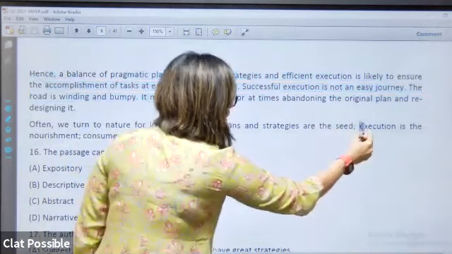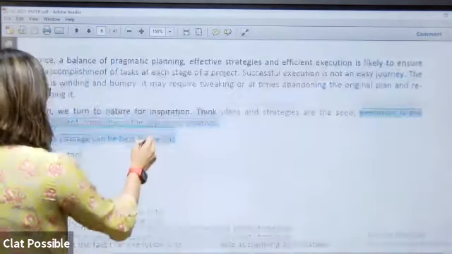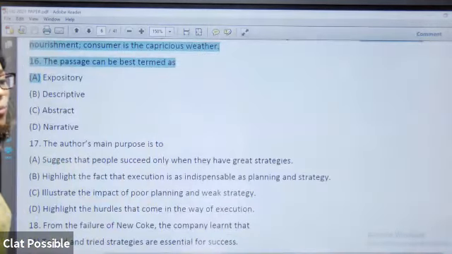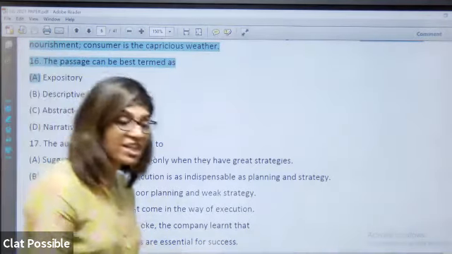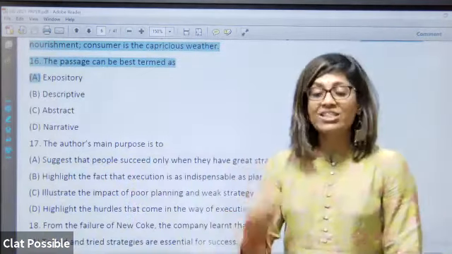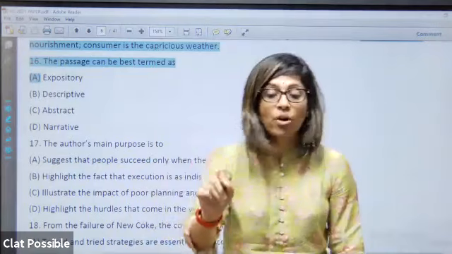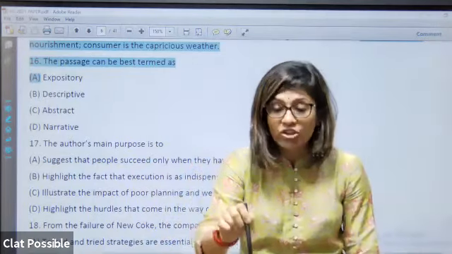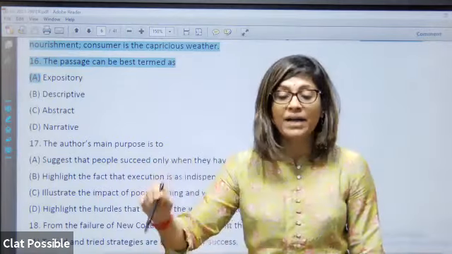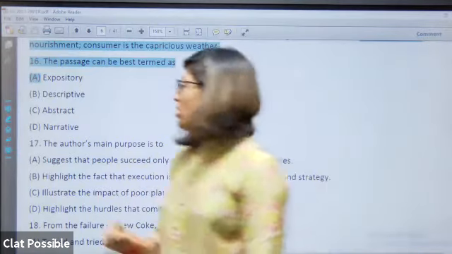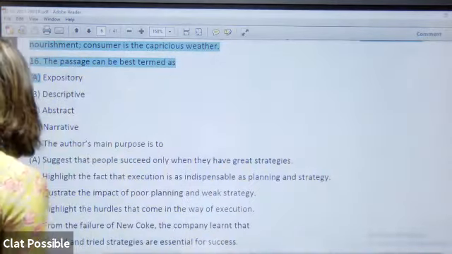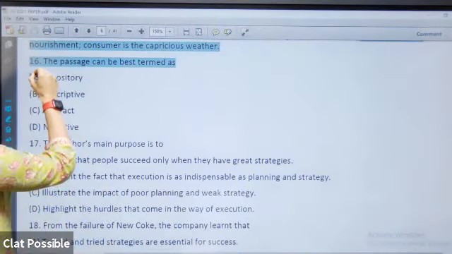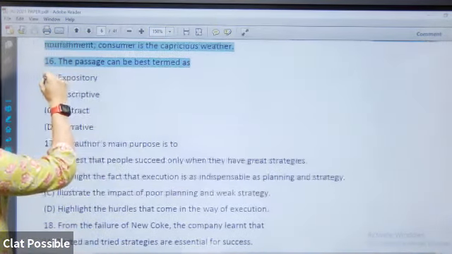Execution is the key word now of the passage. So many people would have thought that the passage is about planning. In fact, the passage is about execution, as noticed by the word however, and this is your biggest learning in RC. If you remember any RC class, I have stressed on the fact of however, but, and nevertheless. So the passage can be best termed as, so this passage basically is expository.